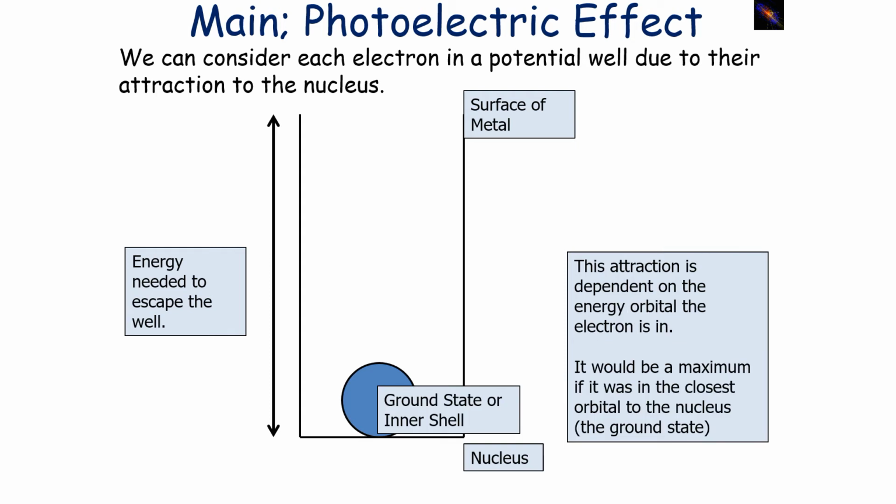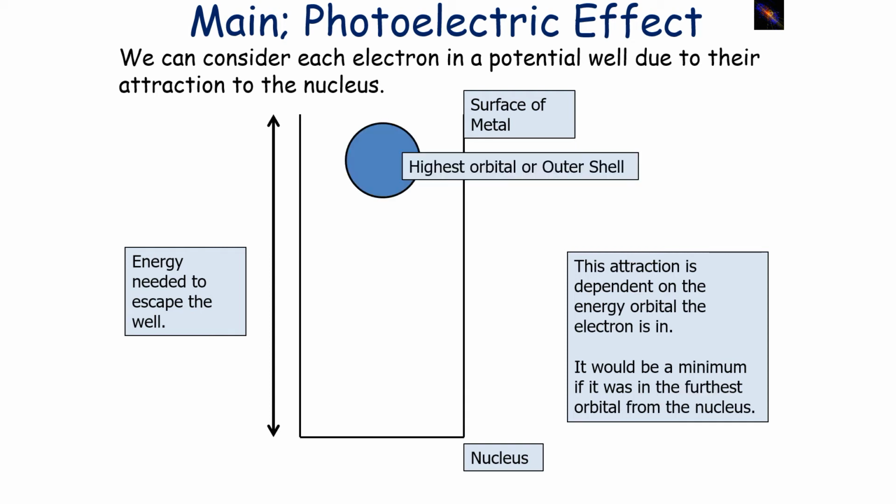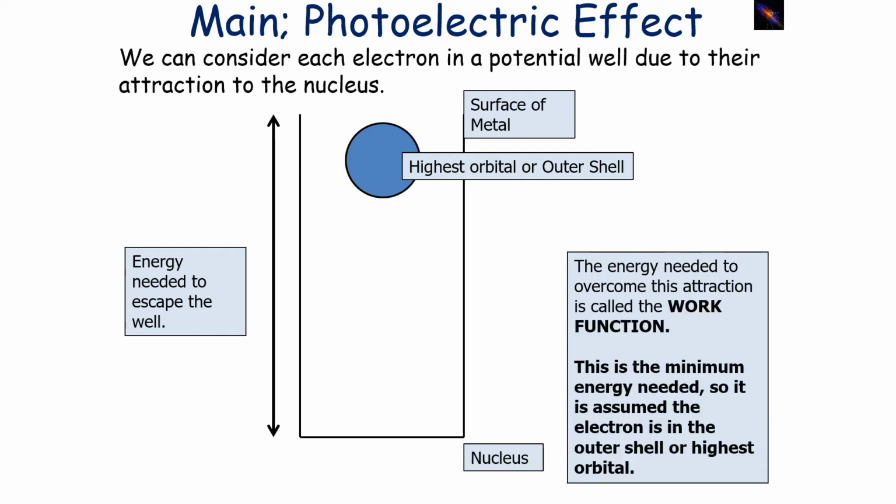Now the attraction is dependent on the energy orbital the electron is in. It would be a maximum if it was at the closest orbital to the nucleus, the ground state, and it will be the minimum if it was the furthest orbital from the nucleus, the outer shell. So it's important to note that the energy needed to overcome this attraction is called the work function, and this is the minimum energy needed, so we assume the electron is in the outer shell or the highest orbital, or even delocalized from the nucleus itself.